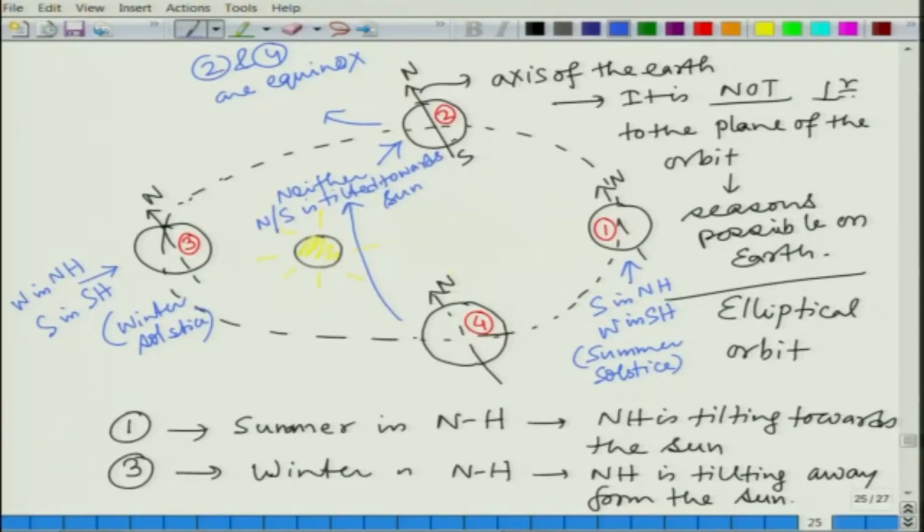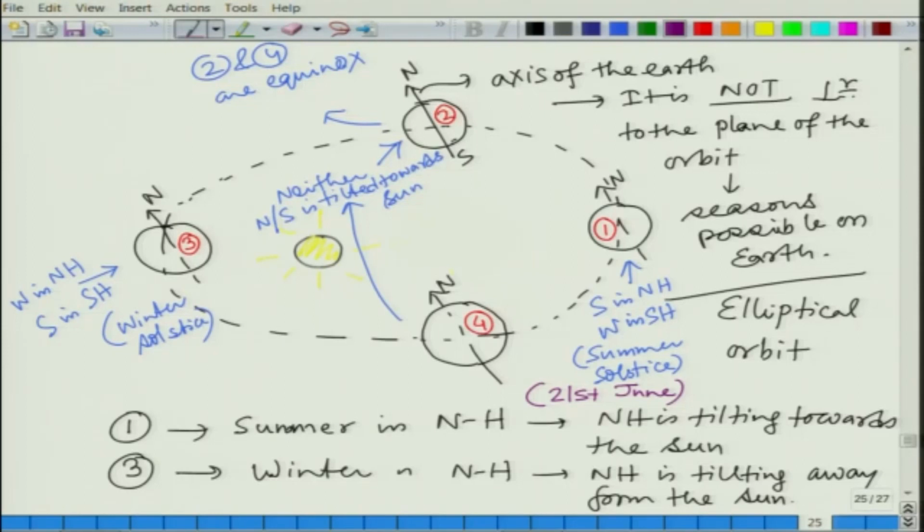Now, if we look at this earth revolution around the sun, there will be two extreme positions which are called solstices. And what would be the summer solstice? The date will be 21st of June, that will be the longest day for the northern hemisphere and the shortest day for the southern hemisphere. And for the winter solstice, we will have 21st December, when we have the shortest day in northern hemisphere and longest day in the southern hemisphere.